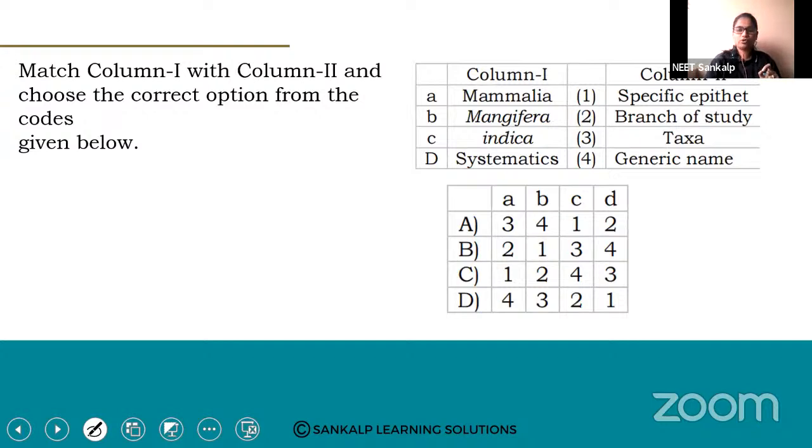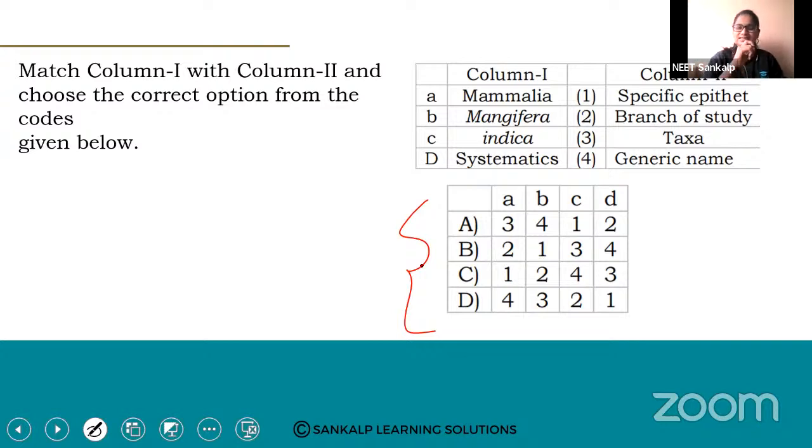So here they have given match the following. Match column 1 with column 2. In column 1 we have Mammalia, Mangifera, Indica, Systematics. In column 2: specific epithet, branch of study, taxa, generic name. So you have to match it and then verify your answer with these options. Very good. I got the first quick answers from Ranjit Kumar and Sanjuta Kattimani. Yes, my dear YouTube students, be fast, guys. Aishwarya answered it. Good. Hanmava answered it. Good.